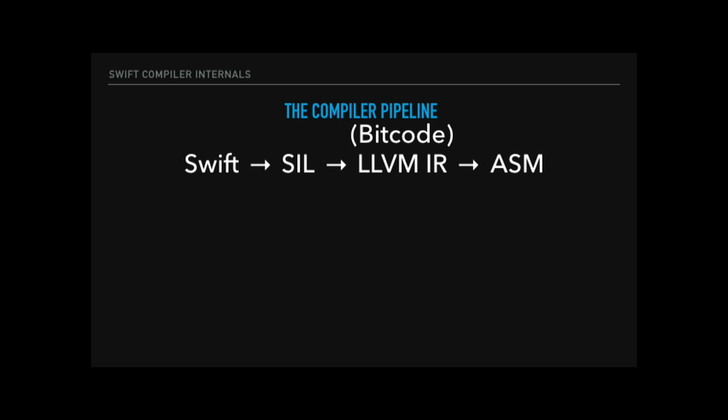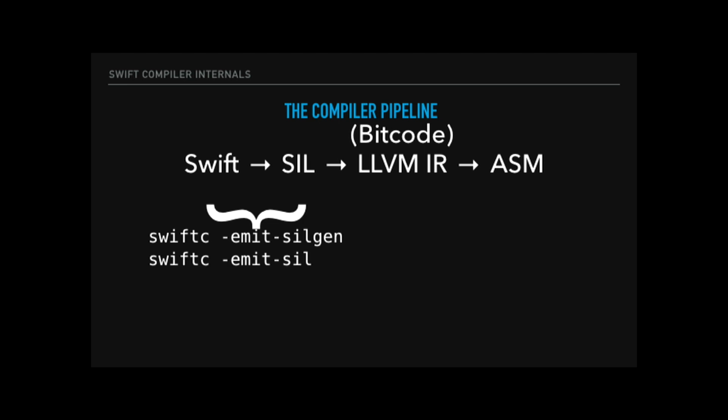So, how do we actually get the results of these intermediate stages? Well, it turns out that swiftc has some flags that you can pass. There's emit-silgen and emit-sil to get the Swift intermediate language artifacts. There is actually a difference between these two. You always want to use that one. Second, silgen is what's called non-canonical.